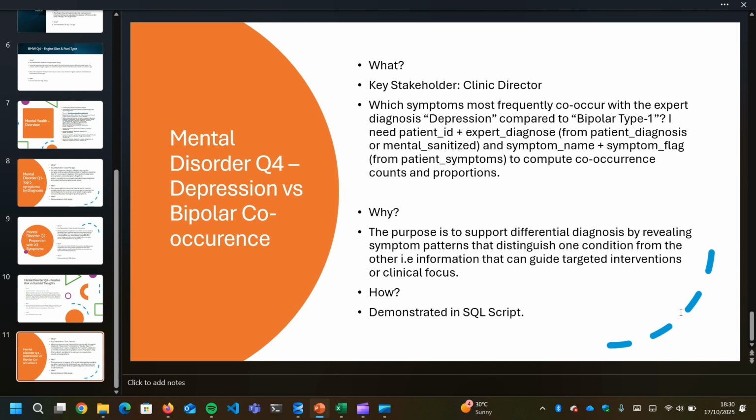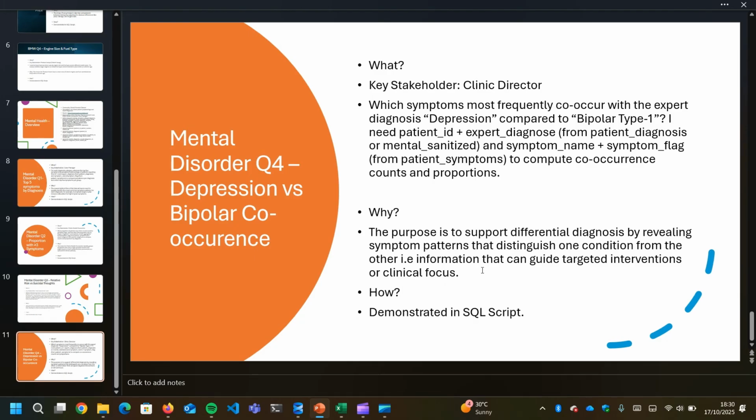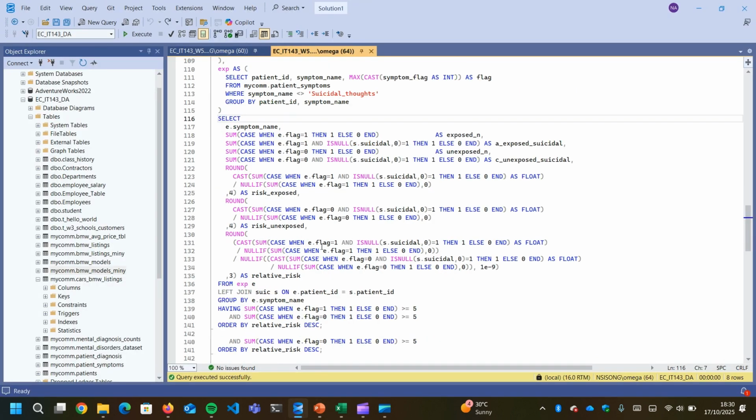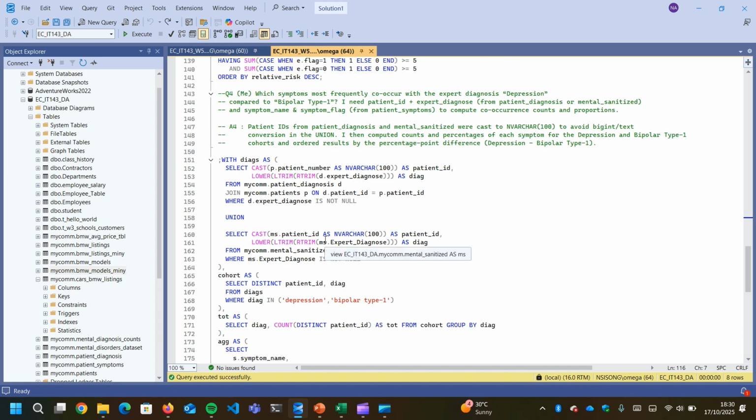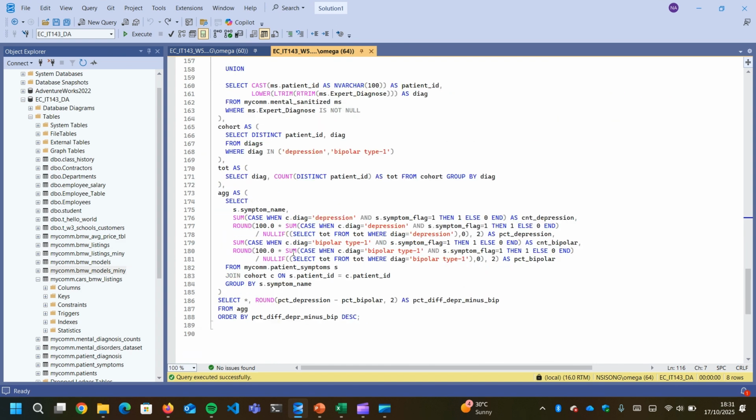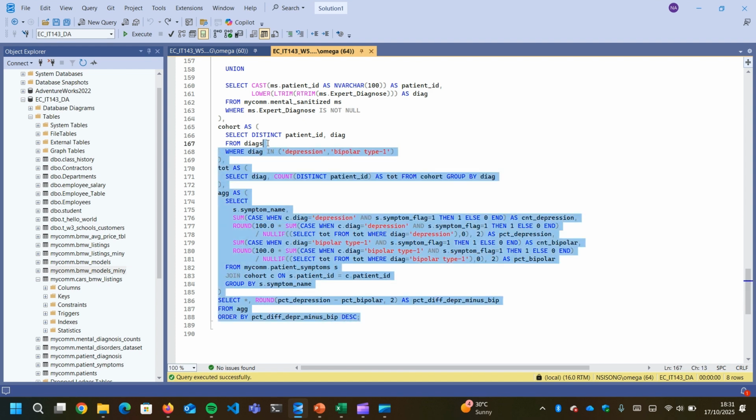The purpose of this is to support the differential diagnosis by revealing symptom patterns that distinguish one condition from the other. That is information that can guide targeted interventions or clinical focus. So let's go over to SQL to demonstrate how that was done. What I did was combine multiple diagnosis sources, created a cohort for each condition, then calculated the symptom prevalence for both and subtracted to find the percentage point difference. So I'm going to run this.